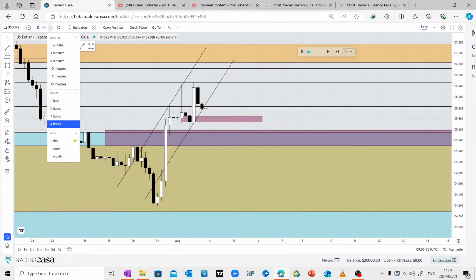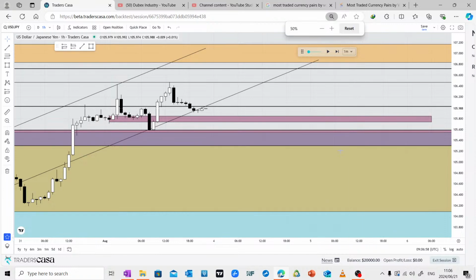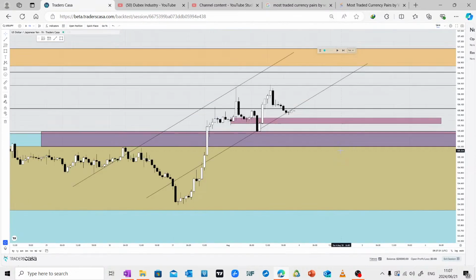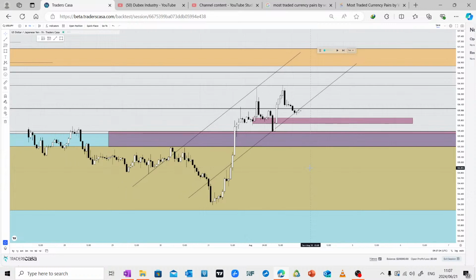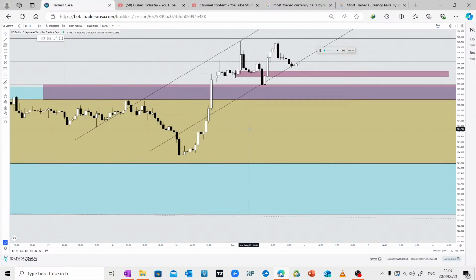Then let's jump into the 1 hour time frame. So in the 1 hour time frame, this is where we at. Right, so about that price action again, can you see we rallied up and we're at the high here.